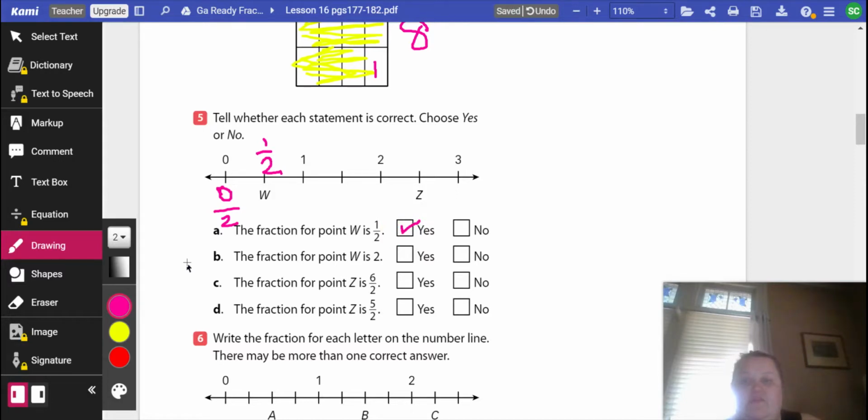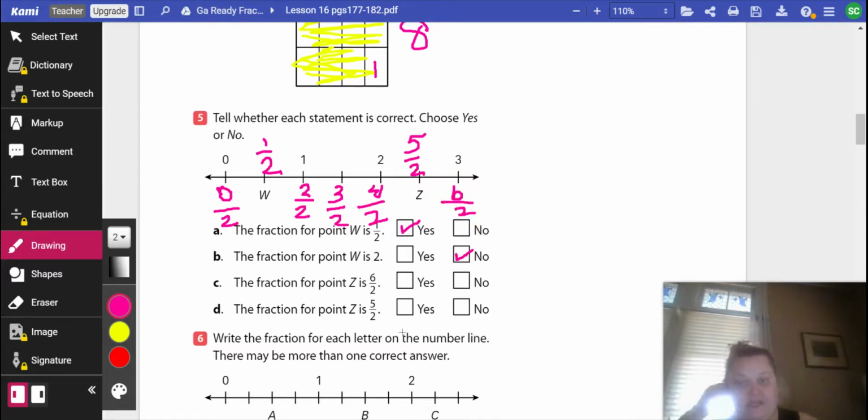B, the fraction point for W is 2. Well, obviously not, because we just decided that it was 1 half, so that doesn't make sense. No. And I'm going to keep going. So 0 halves, 1 half. At 1 whole, that's going to be 2 halves. Then this would be 3 halves. Then 4 halves. Then 5 halves. I'm going to put it up here just because that Z's in the way. And then finally at 3, I'm going to put 6 halves.